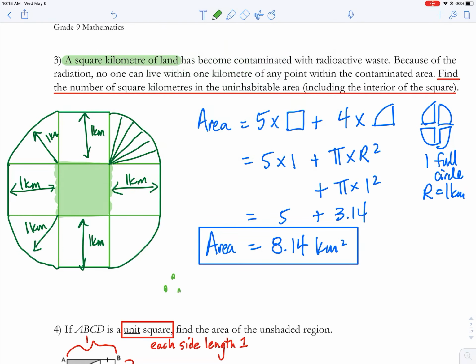So therefore, the uninhabitable area is 8.14 kilometers squared.